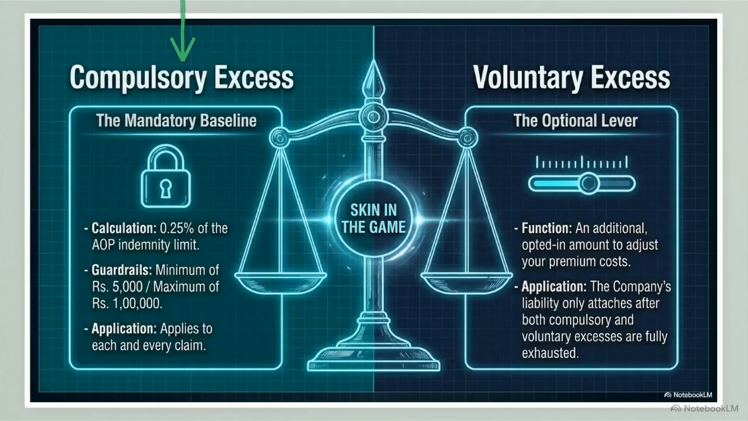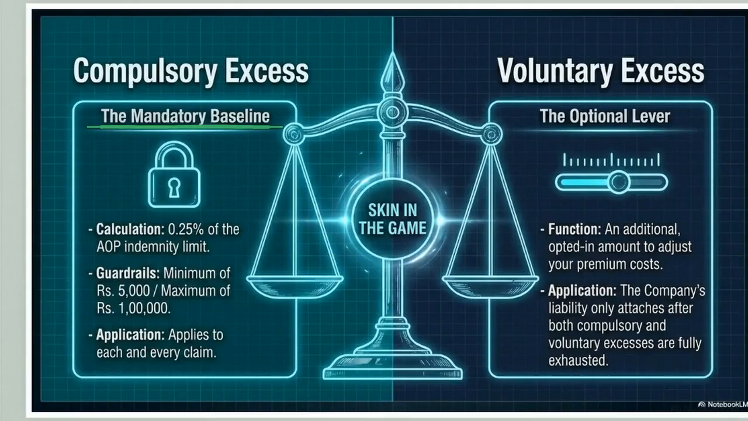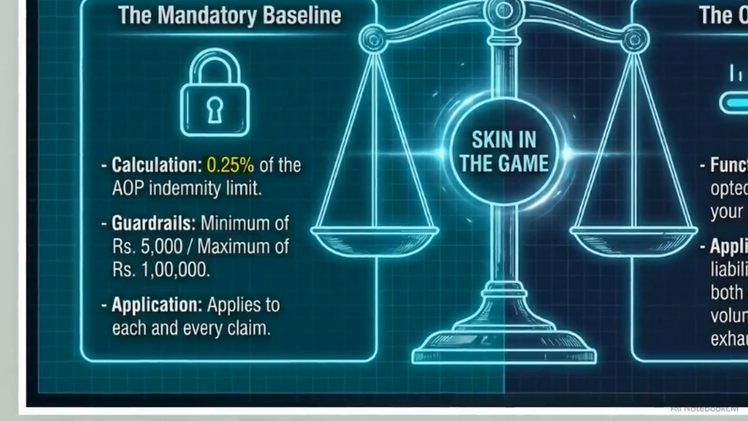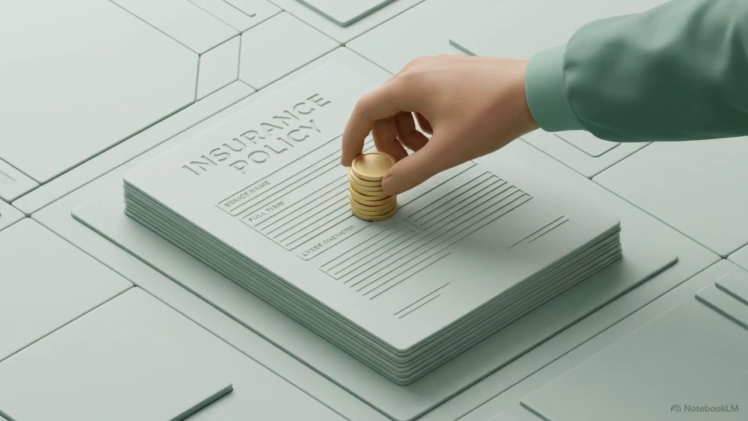This graphic details the compulsory excess. Before the insurance takes over, the doctor must contribute a mandatory baseline amount to every single claim. The calculation is 0.25% of your AOP limit, with a strict floor of 5,000 rupees and a ceiling of 100,000 rupees. Your coverage is a finite, depleting resource, and it always requires your initial financial participation.